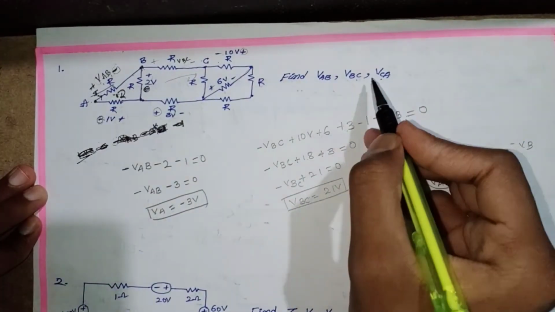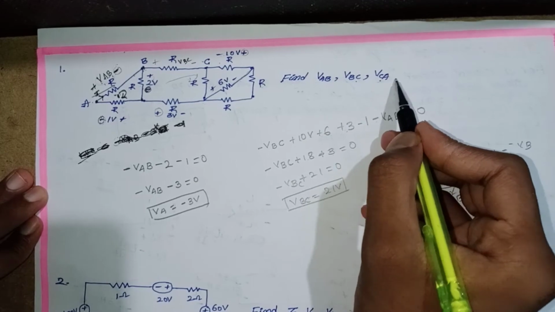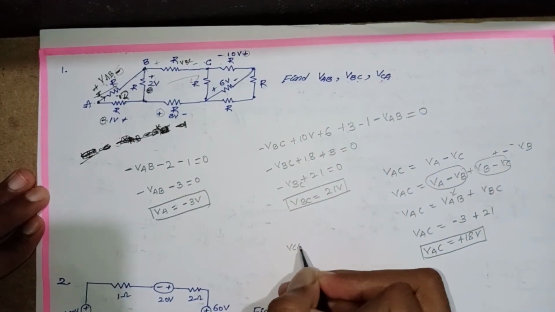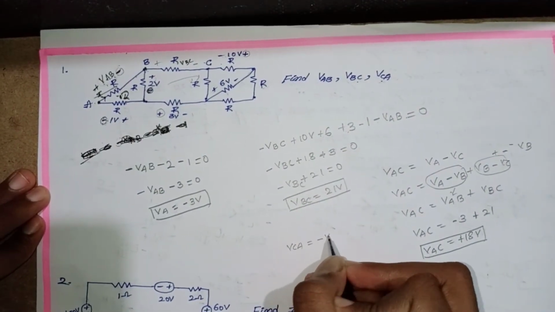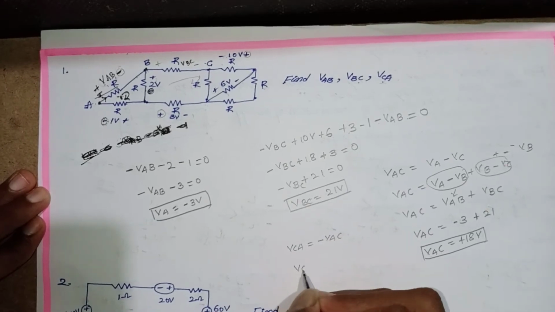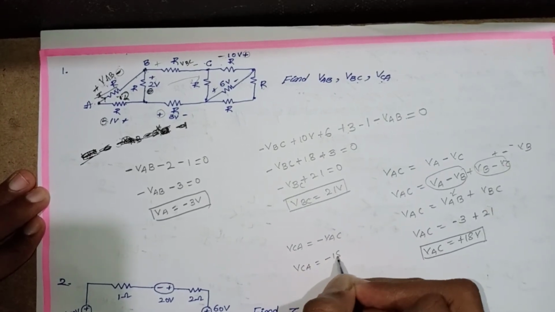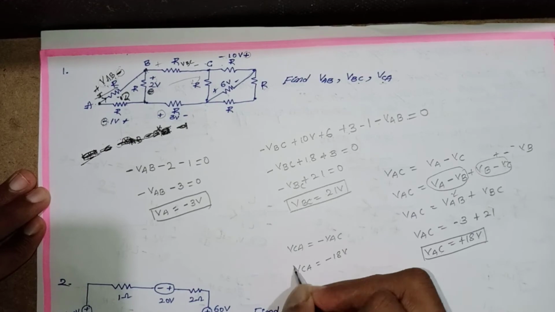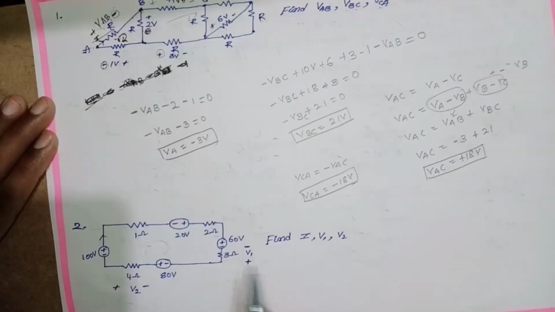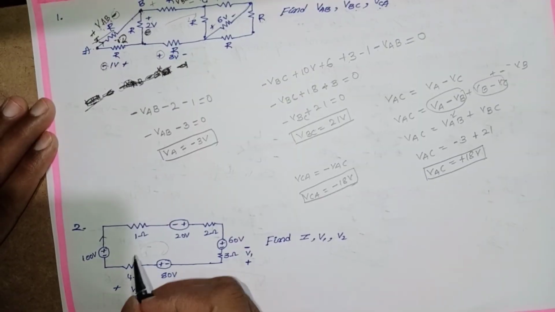But the question is VCA. So VCA is minus VAC. So VCA is equal to minus 18 volts. This is the answer for this question. On to another question in this session.